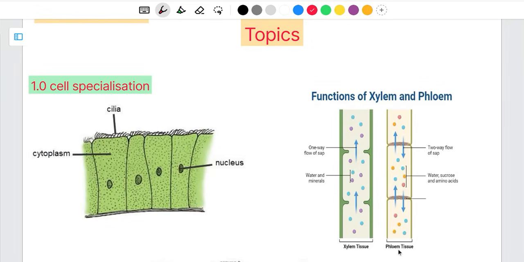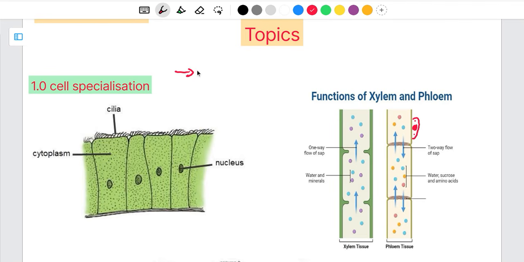Then when it comes to phloem, actually this is not even the way the phloem looks, as there are other structures which are missing here, like the companion cells. Here, as you can see, this one is transporting water, sucrose, as well as amino acids. These are the substances which are transported by the phloem. On this one, you expect a two-way flow of sap, so it can transport both up and down.